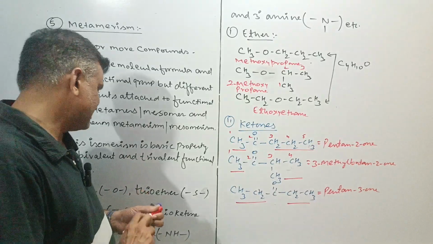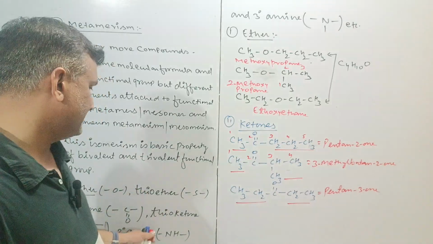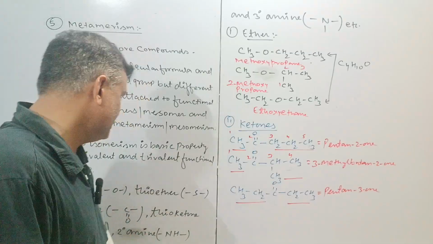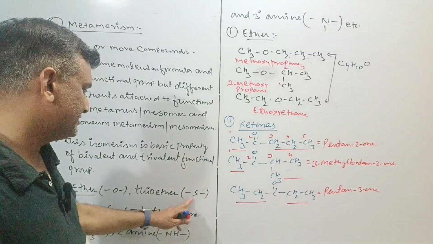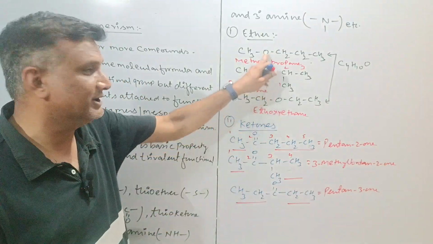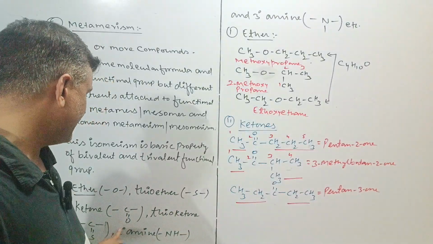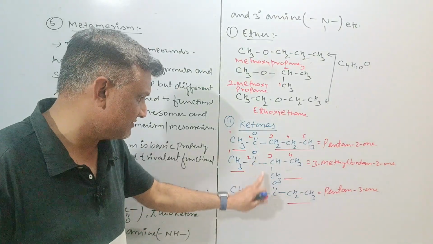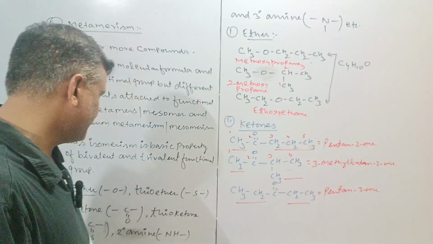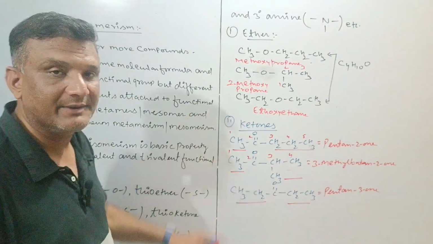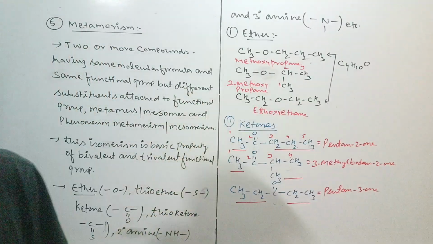Now we'll take examples of 2-degree amine and 3-degree amine also. It will be the same for the thioether, because here will be S only, and it will be the same for the thioketone. Here will be S only instead of O. So we'll take the example of 2-degree and 3-degree amine.